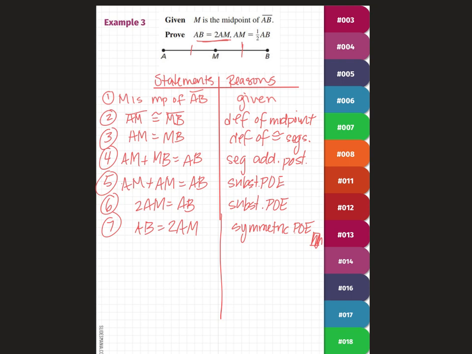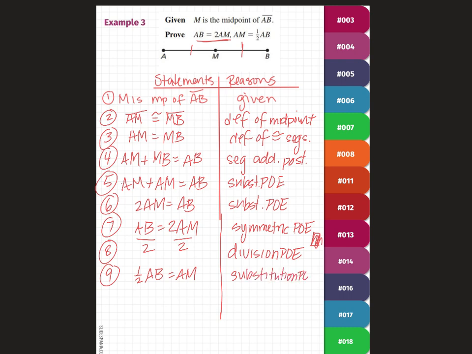But now it says that I need to prove that AM is equal to 1/2 of AB. So for step number 8, I'm going to divide both sides by 2. And so that's going to be my division property of equality. And then lastly, I can substitute. I'm going to have 1/2 AB is equal to AM. And that's substitution.